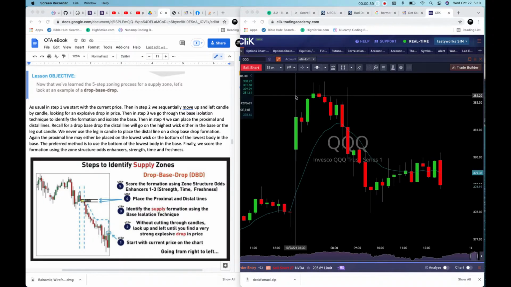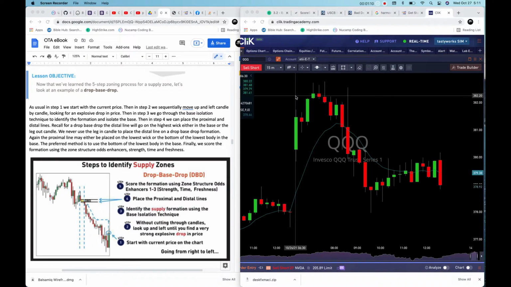Now recall, for a drop base drop, the distal line will go on the highest wick, either located in the base or the leg out candle. We never use the leg in candle to place the distal line on a drop base drop formation. And then again, the proximal line may either be placed at the lowest wick within the base, or it can be placed at the bottom of the lowest body within the base. However, the preferred method is to use the lowest body in the base.